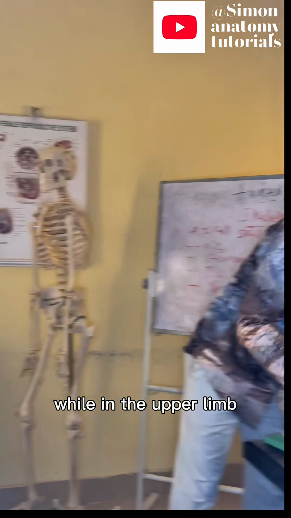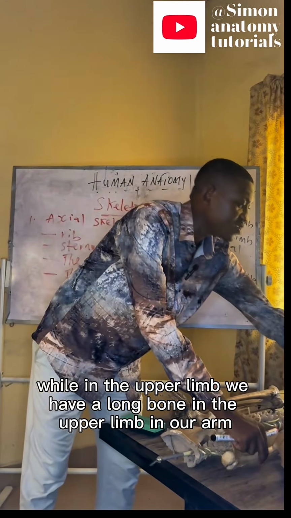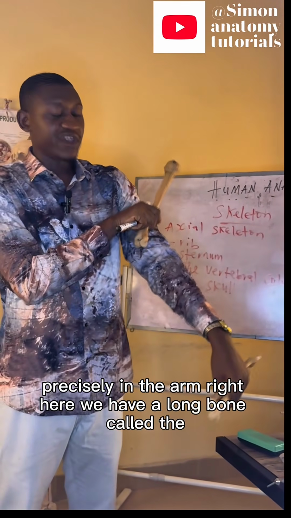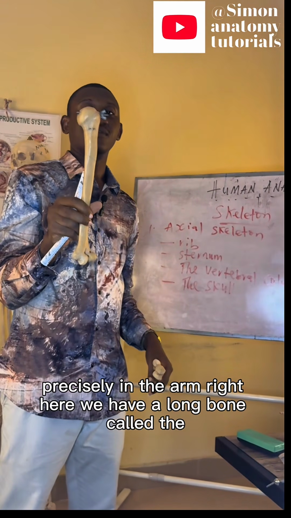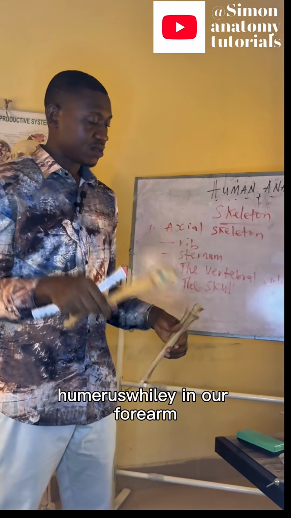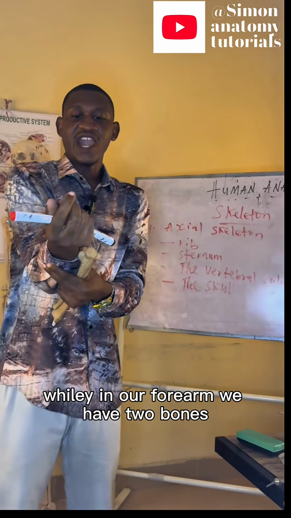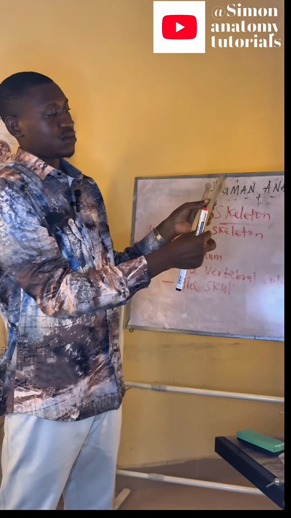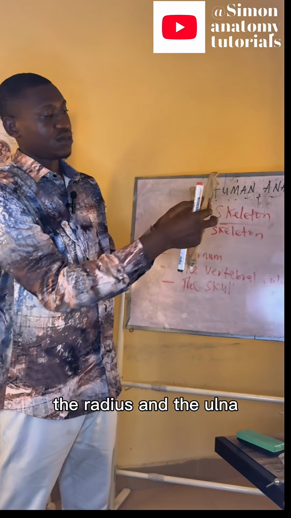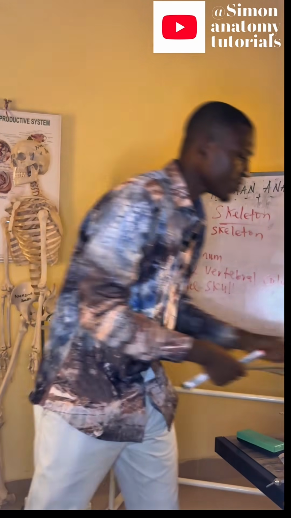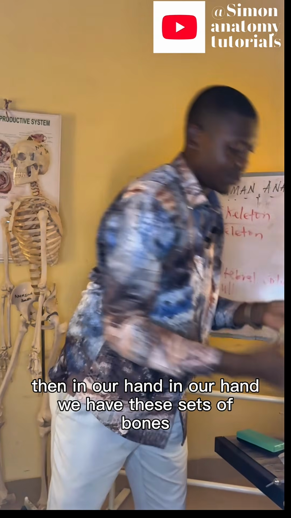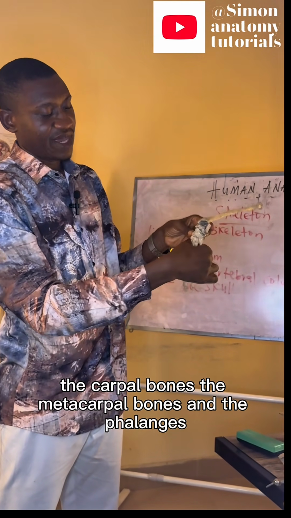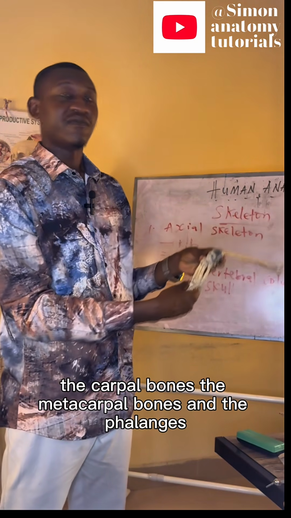While in the upper limb, we have a long bone. In our arm precisely, in the arm right here, we have a long bone called the humerus. While in our forearm, we have two bones, the radius and the ulna. Then in our hand, we have these sets of bones, the carpal bones, the metacarpal bones, and the phalanges.